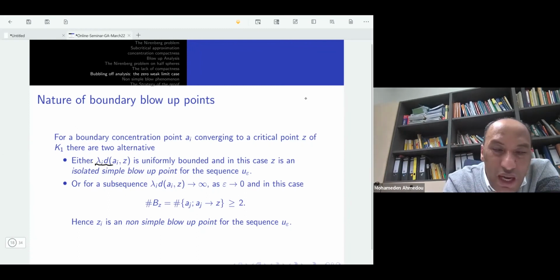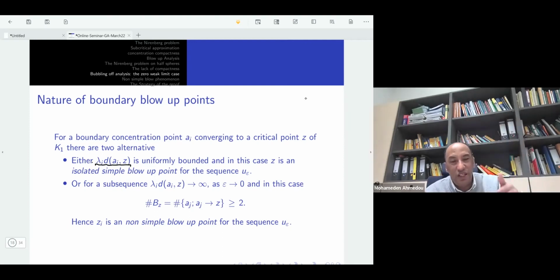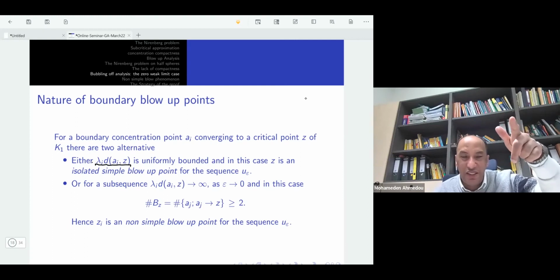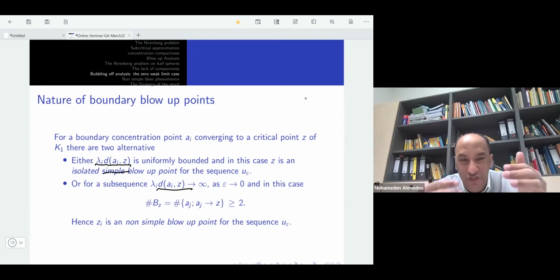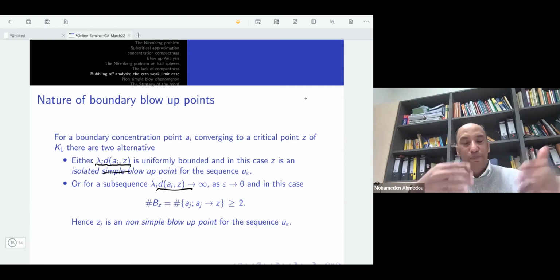this expression here: lambda_i, the height of the speed of the concentration, times the distance. If this is uniformly bounded, then you can prove that it is an isolated simple blow-up. If this is not bounded, then you can prove that it is not isolated simple, that there exist at least 2 concentration points, concentration sequences, converging to the same point. So this is a first alternative. Either you have this bound and then it is simple, or you do not have it and it is non-simple. But we want to understand more. So this is only a kind of 2 alternatives.